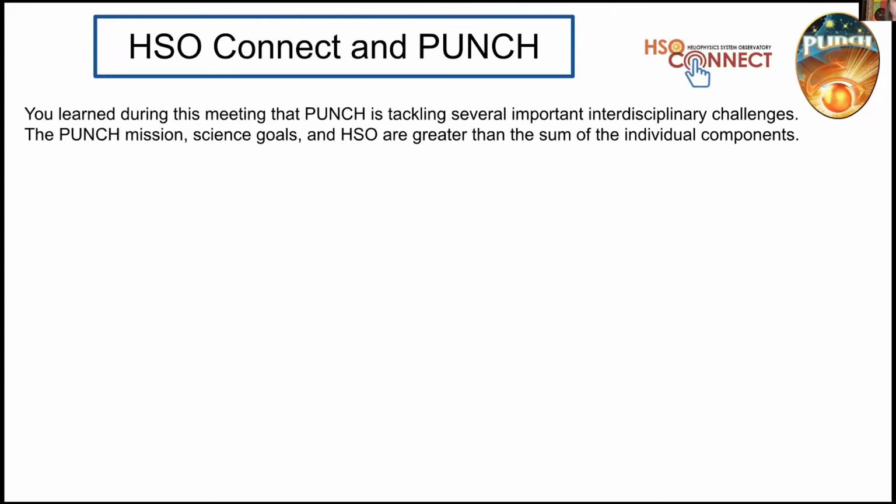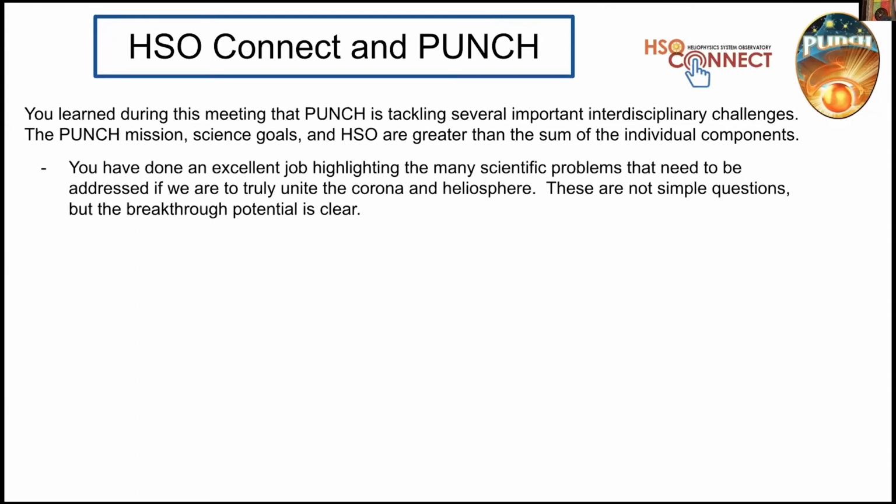connections. The PUNCH mission, the PUNCH science goals, and the Heliophysics System Observatory are all examples of things where together they are greater than the sum of the individual components. So thank you. I was going to highlight some talks during this presentation, and even the last three talks that Sarah, Bernie, and Phil went through were really good examples of advances in scientific problems that need to be addressed or should be leveraged in order to really unite the corona and heliosphere. They're not simple questions, but the breakthrough potential is clear.